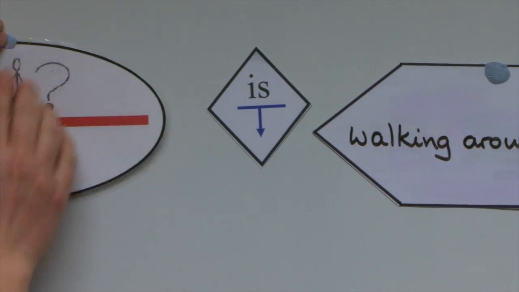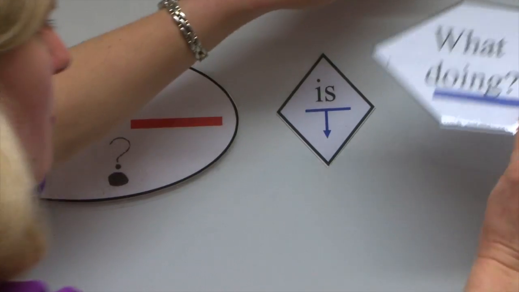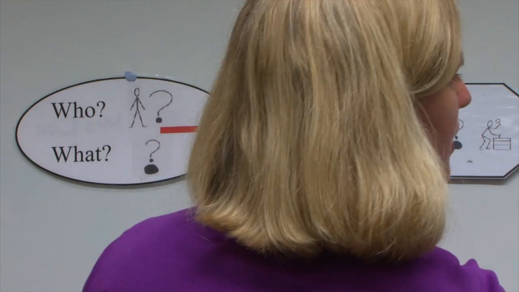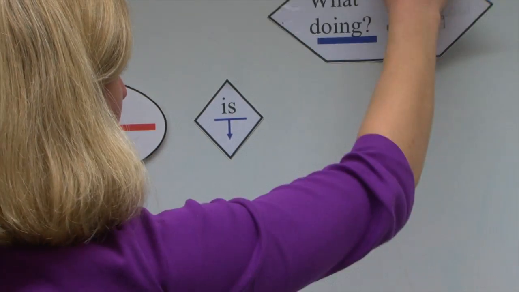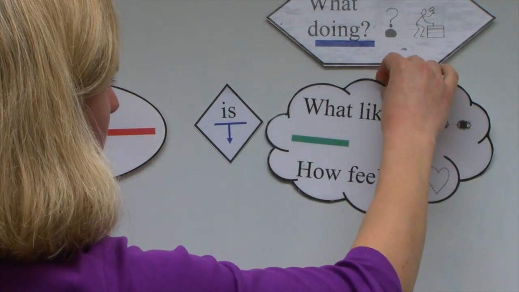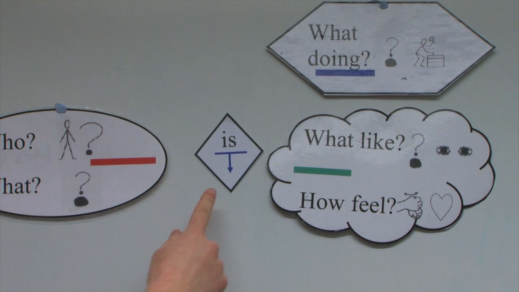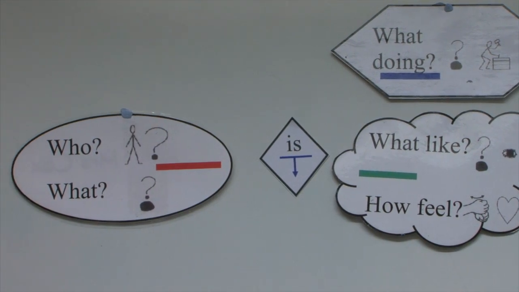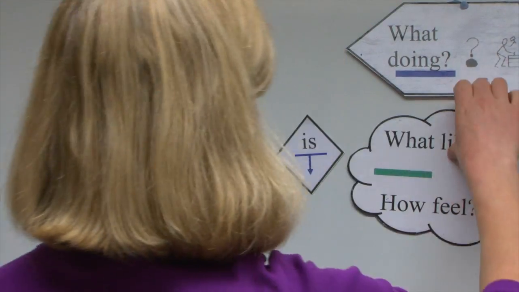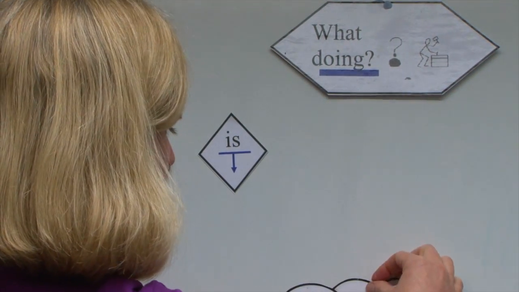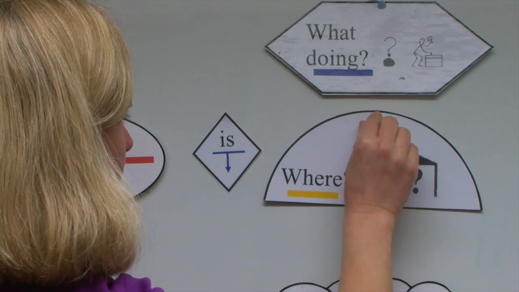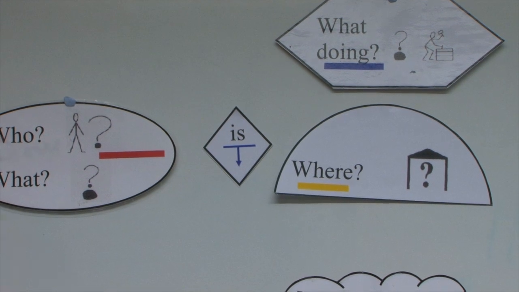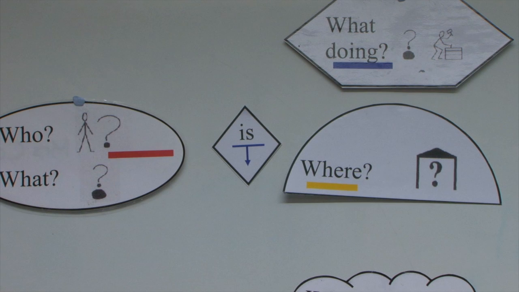To move them on from this, you can teach them about some of the other shapes. So this is one of the basic sentence patterns. Another one would be to replace the what doing with what like. So you could have Mrs. Cox is friendly, or Mrs. Cox is happy. Or you could say where she is. So you can have Mrs. Cox is in the classroom. And these are the basic sentence patterns of English.